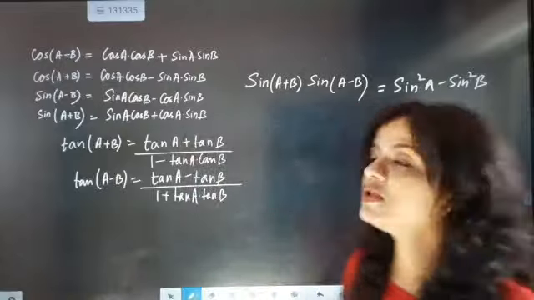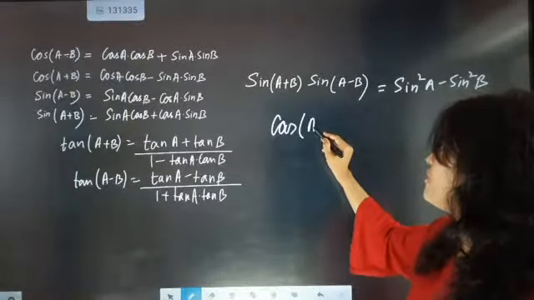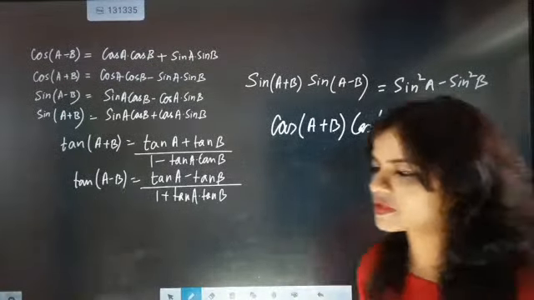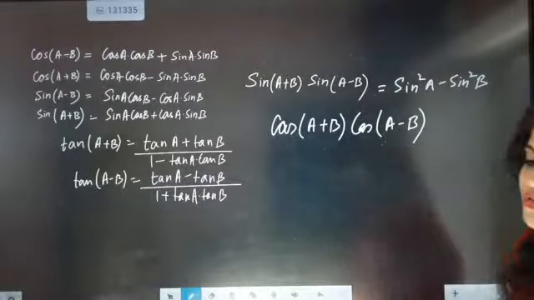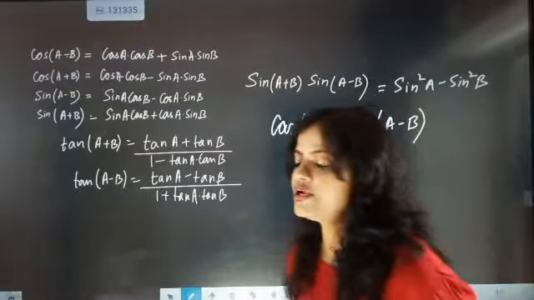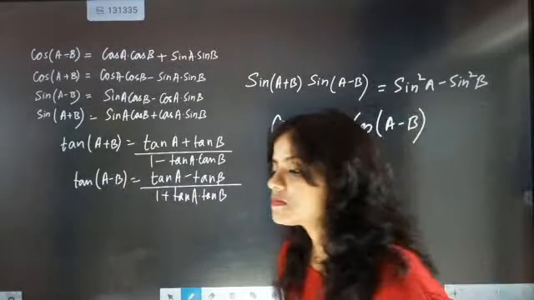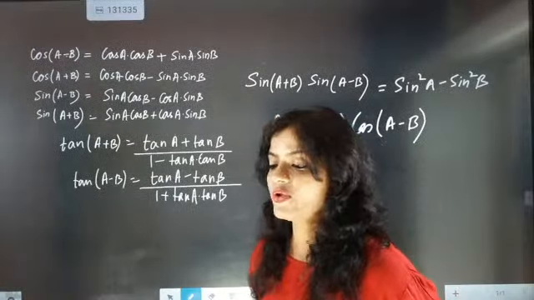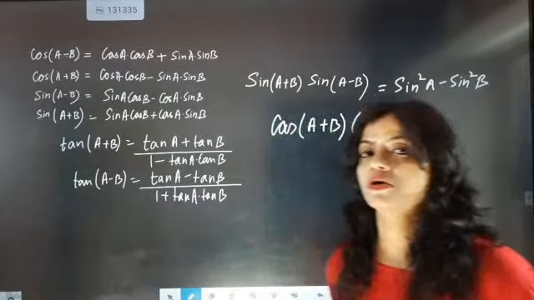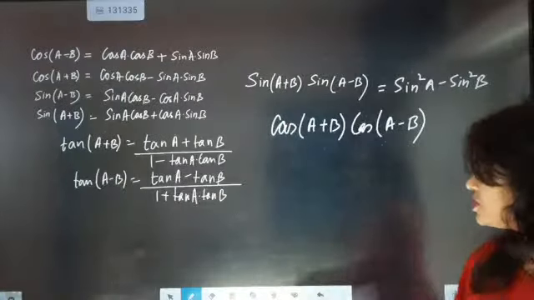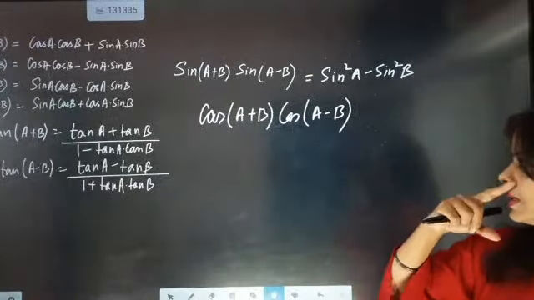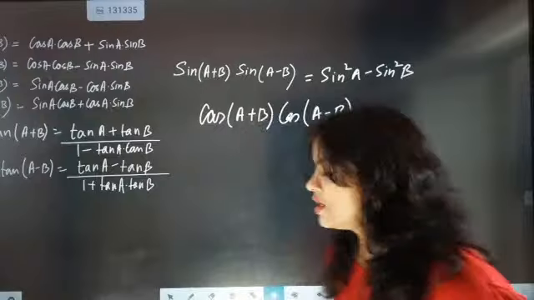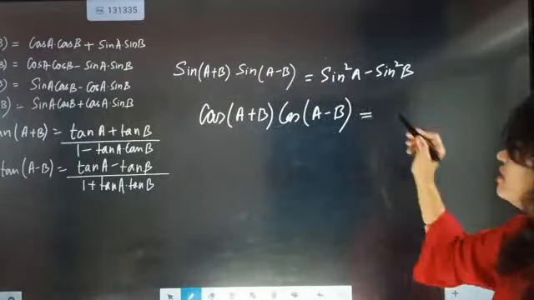But when they talk to you about cos(A+B) into cos(A-B), then again squares will come. Here also squares will come. Just one thing you have to play with. Are you understanding? Correct, only one thing will be there when you are writing.